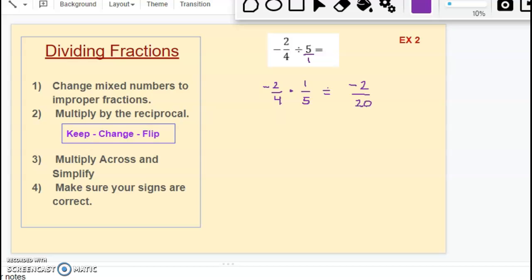So we multiplied across. Now in this example, we have 2/20, which we can simplify, all right? They're both even, so we know we can divide them both by 2, and we get 1/10. And let's make sure we have our signs correct. Different signs, so it's a negative answer. So our answer is negative 1/10. Okay, 2 more examples.